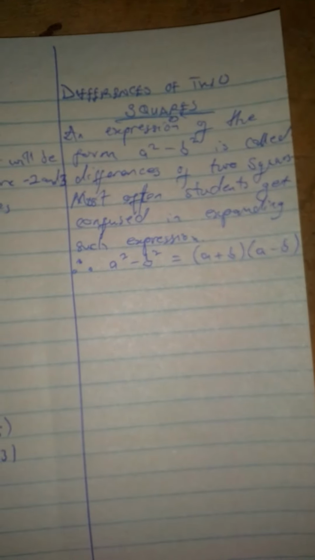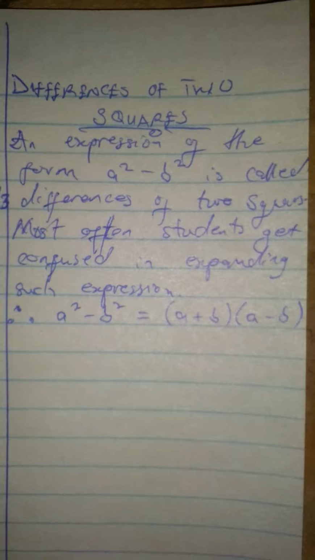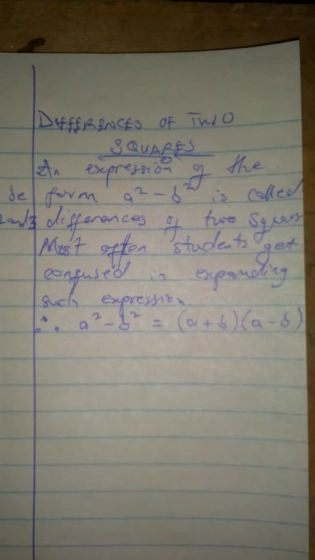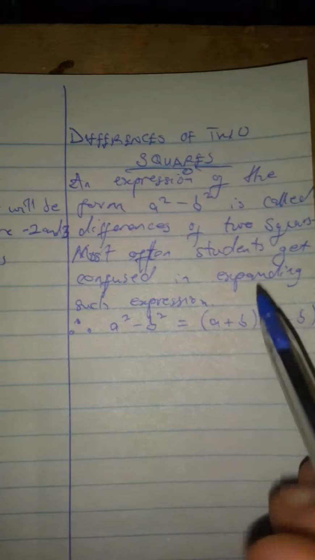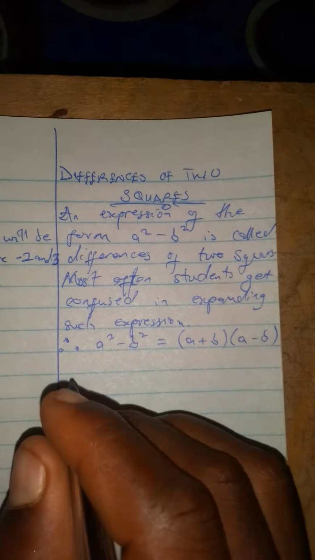Today we are going to do differences of two squares, and here there are some things we need to take into consideration. When we talk about the difference of two squares, we talk about an expression in the form of a squared minus b squared, or x squared minus y squared. This is the expression you are going to look at, and most often students get confused in expanding a squared minus b squared.